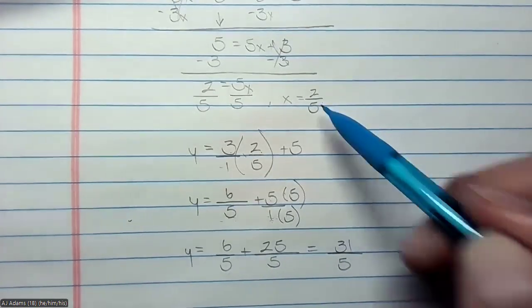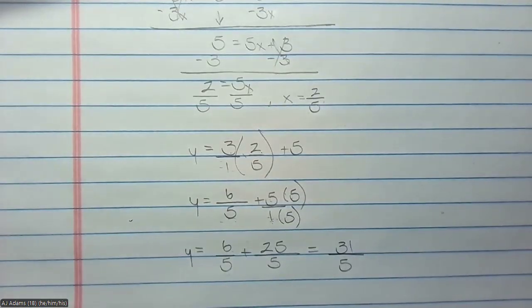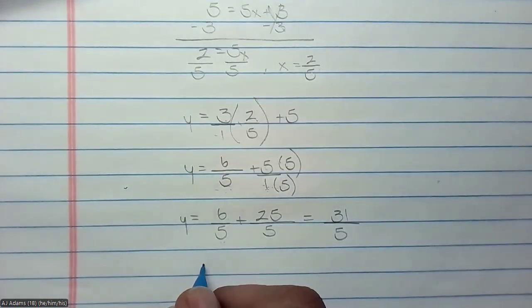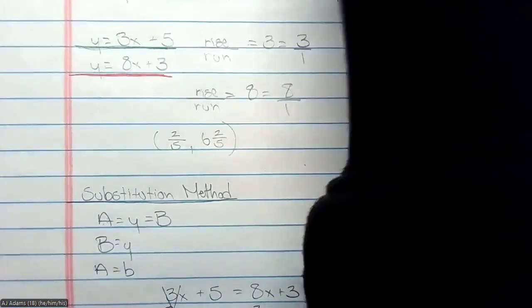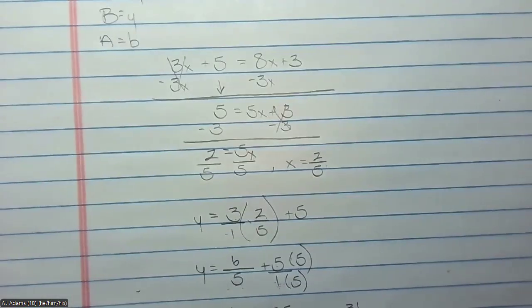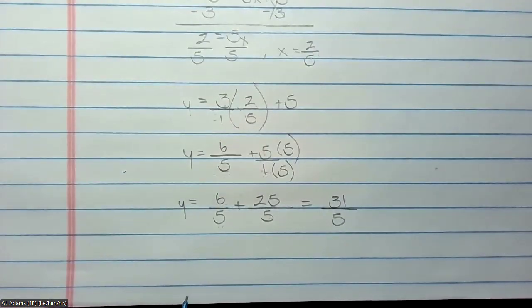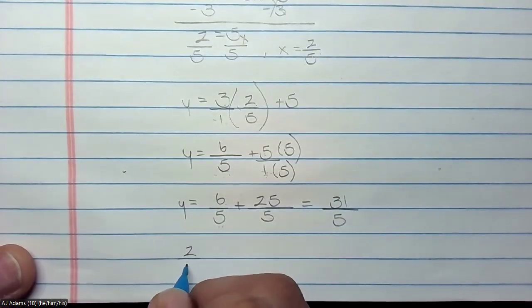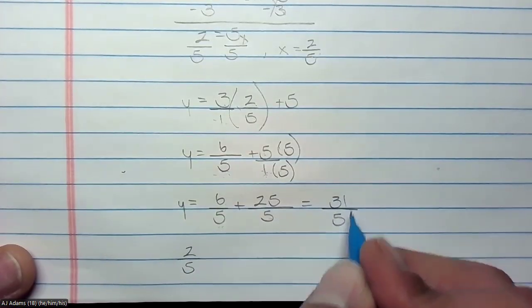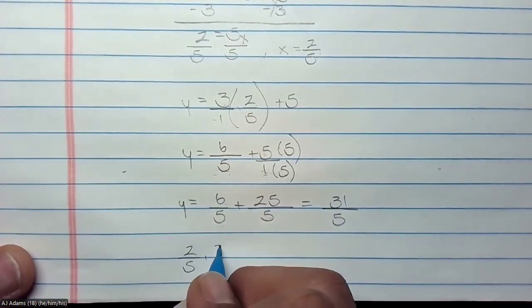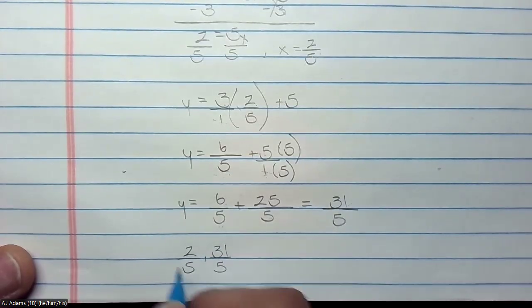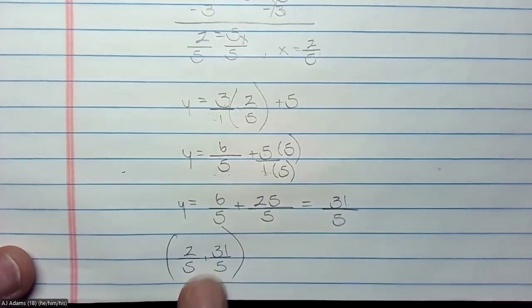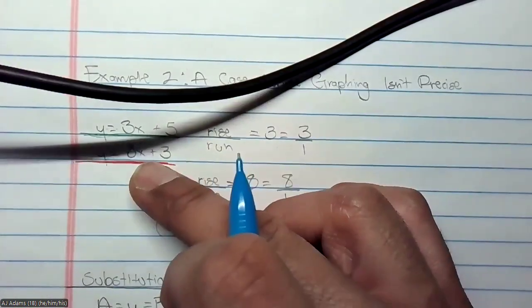So now we take this x and this y, and we put them together for an ordered pair. That's a solution to this system of equations. So the solution to this system is x equals 2/5 from right here, and y equals 31/5. We just solved for that through substitution. So this ordered pair is the solution to this system of equations.